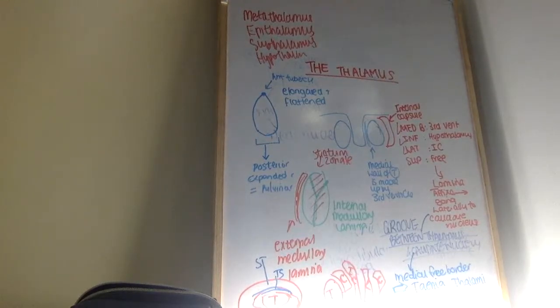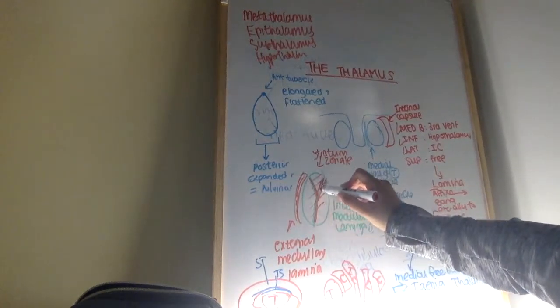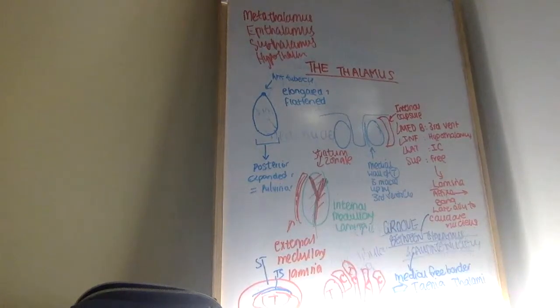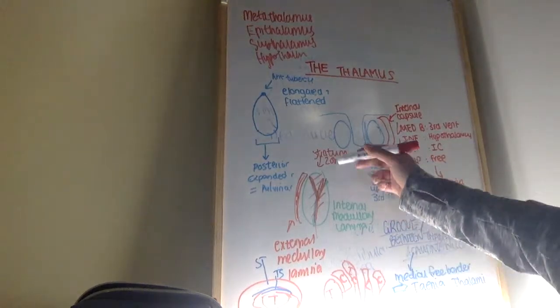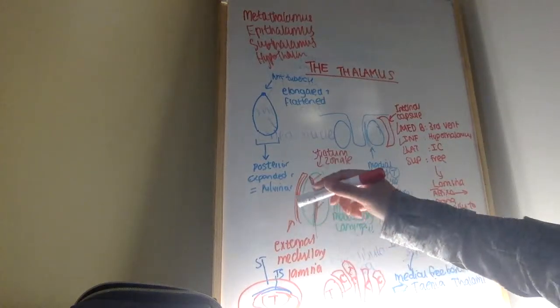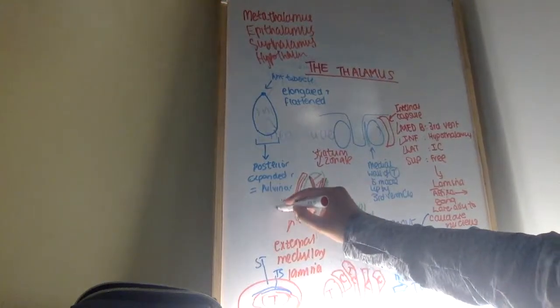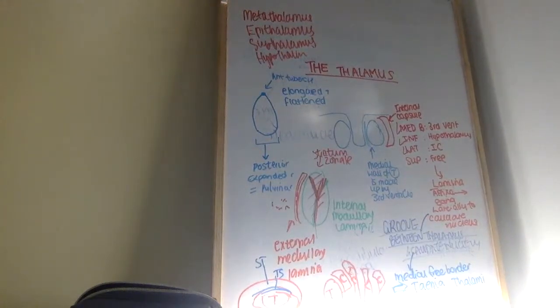Now, you have an internal medullary lamina, which is here, and that divides the thalamus into a Y-shaped structure, which divides it into different regions that we can then base our nuclei groups upon. That's the internal medullary lamina. You also have an external medullary lamina on the outside, and lateral to your external medullary lamina, you're going to find your groups of reticular nuclei.